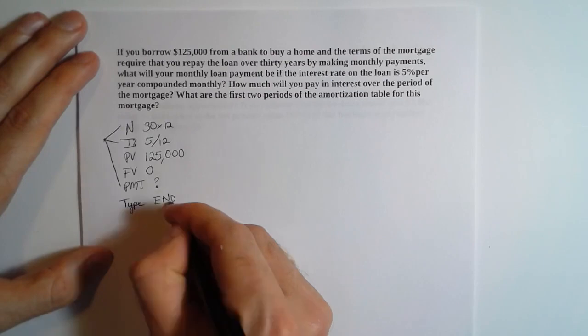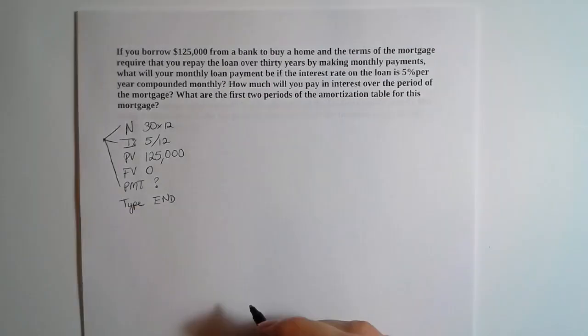At this point, I recommend that you pause the video and solve for the payment with your time value of money solver, using alpha and enter after you've highlighted the payment line. I'll wait for a moment to see what you get.